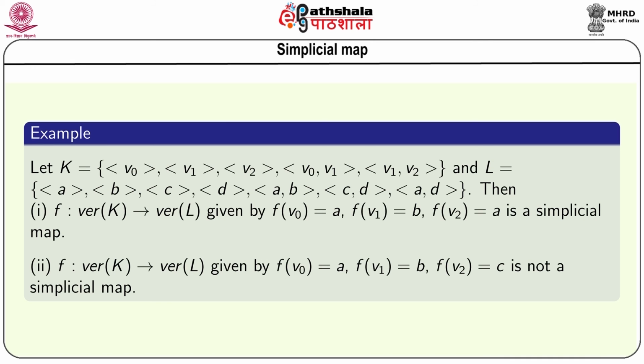On the other hand, if we define a map F from vertices of K to vertices of L given by F v0 equal to A, F v1 equal to B, F v2 equal to C, then it is not a simplicial map, because if we take V1V2, that simplex in K, then its image Fv1, Fv2 is actually the simplex BC, which is not a simplex in L.